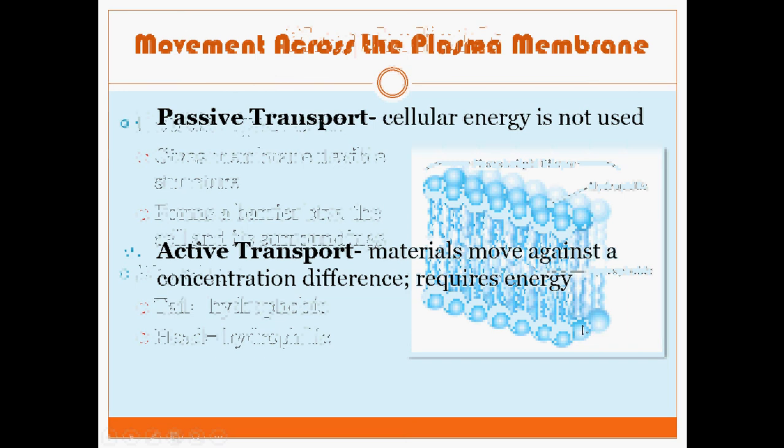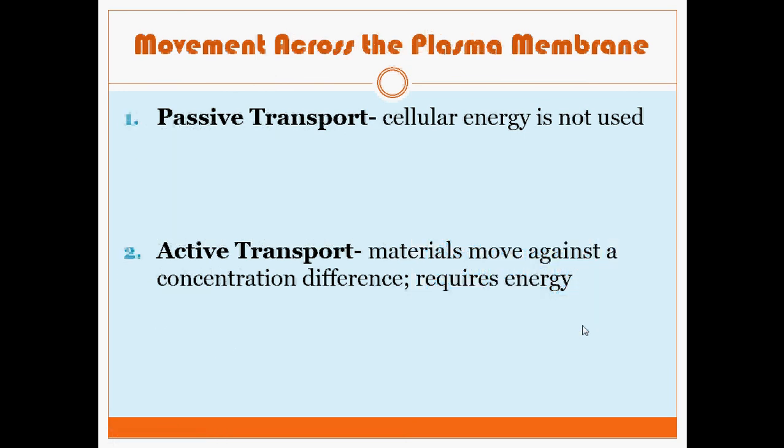So when we look at movement across the plasma membrane or cell transport, we're going to look at two types, passive transport and active transport. When we look at passive transport, energy is not going to be used. In active transport, it has to have energy. It's moving against what the cell wants, so it has to use energy to push it that way.